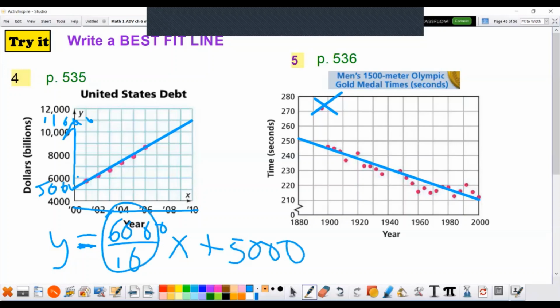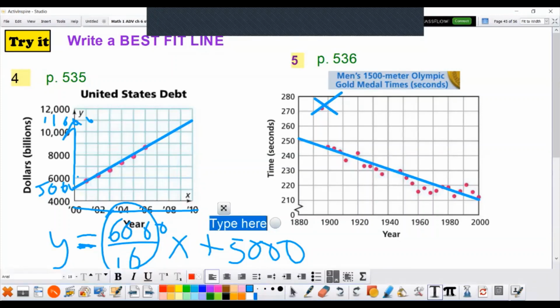And I could reduce that, so I'll rewrite it. I'm going to write it as y equals 600x plus 5,000. That looks like a better representation. So then I can put in the year and figure out what the debt is. As the years go by, I'll just put in bigger and bigger numbers, and I can figure out where the debt's probably going to go. Looks like it's going in a straight line.